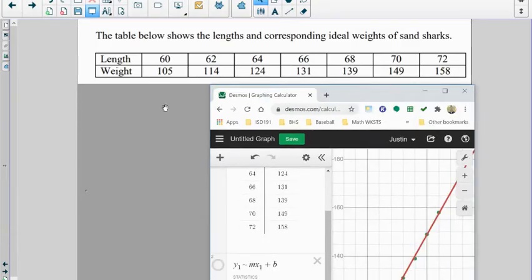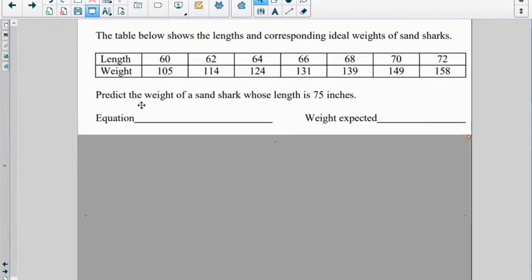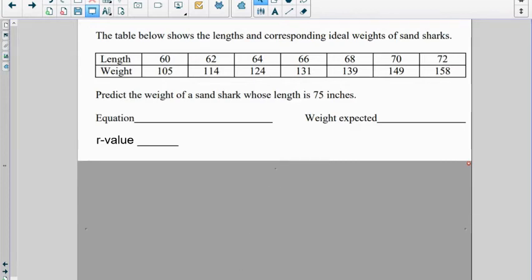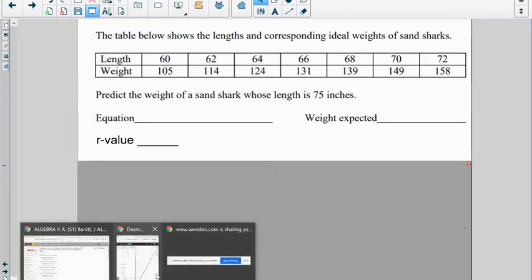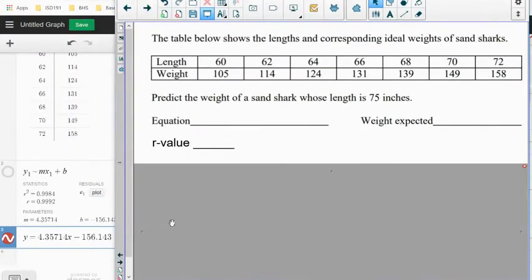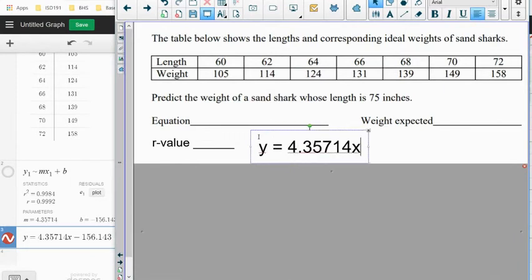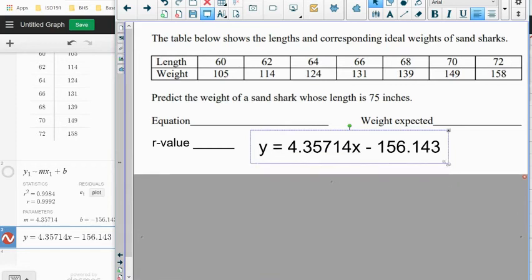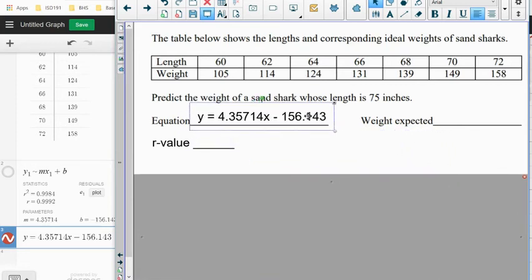And minimize that for a second. Because now what we're going to do is predict the weight of a sand shark whose length is 75 inches. And I actually want to do this the other way. There we go. Now I can see my equation. Y equals 4.35714x minus 156.143. Make that a little smaller so it fits.